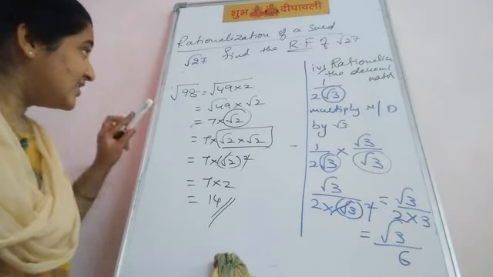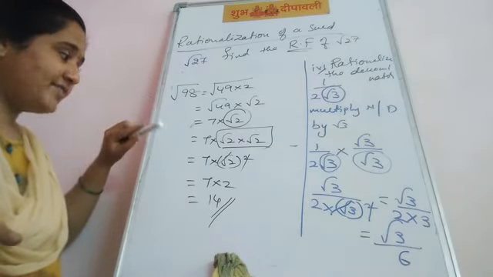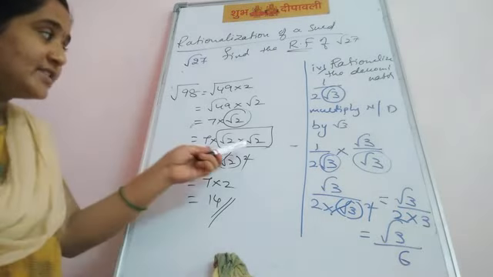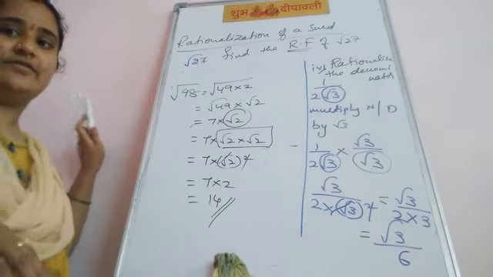Students, here 14 is not the value of root 98. The rationalizing factor of root 98 is root 2. After simplifying we got 14. Okay, clear?